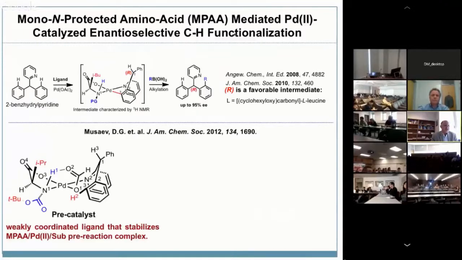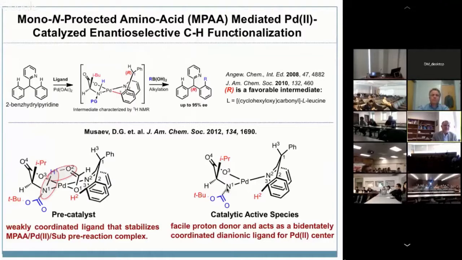First, as a weakly coordinated ligand, it coordinates to the palladium center and stabilizes the ligand-palladium-substrate scaffold. Second, it acts as an easy deprotonation source, and after deprotonation of its amide group, leads to formation of the energetically most favorable and stable intermediate, where the MPAA ligand is bidentately and strongly coordinated to the palladium center. And we predicted this intermediate to be the catalytic active species of the reaction.